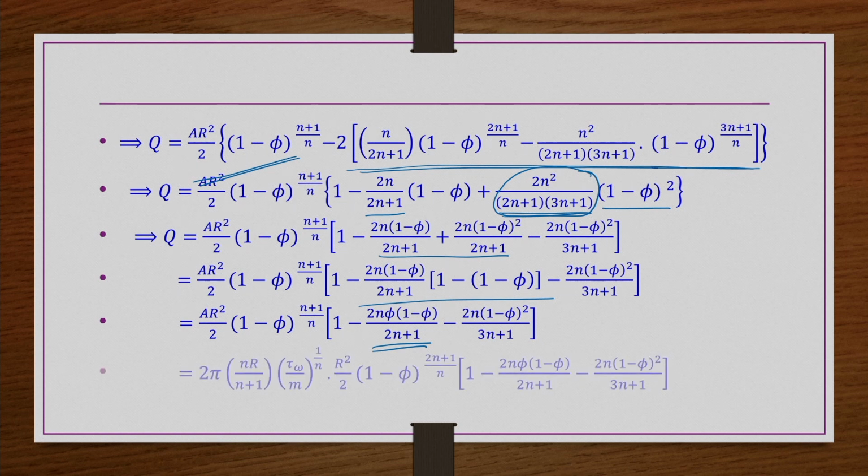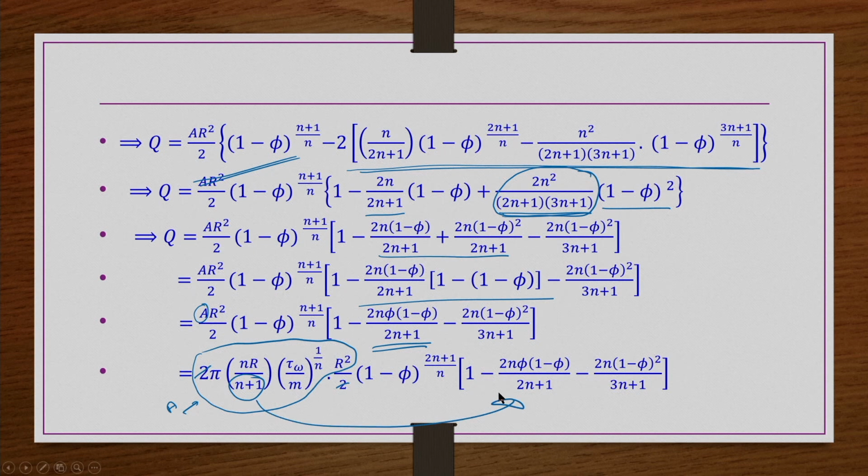right. So, now whatever the A expression is there, that is 2 pi n r by (n plus 1) tau w by m r square term is there. So, that we are substituting for A, right. So, this A, these two are cancelled out, and then next step what we do, this n plus 1 we bring inside the parenthesis here to do further simplification.